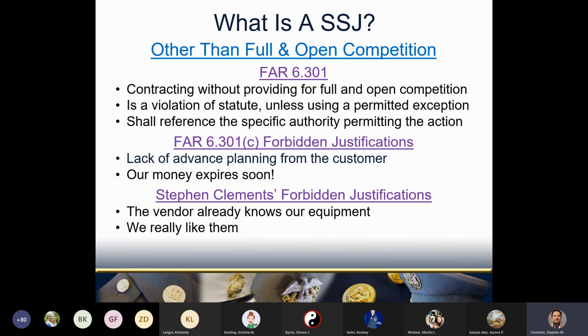So there are many FAR and VAR authorities available for us to use to allow our COs to do sole sourcing, and each of them has its own requirements. We're going to talk about all of them, but there are 4 reasons we cannot use to justify other than full and open competition. FAR 6.301(c) forbids sole sourcing due to a lack of planning on our part and concerns about our money expiring soon. Having current fiscal year funds burning a hole in our pocket and needing to spend it before the fiscal year takes it away is not a valid justification.